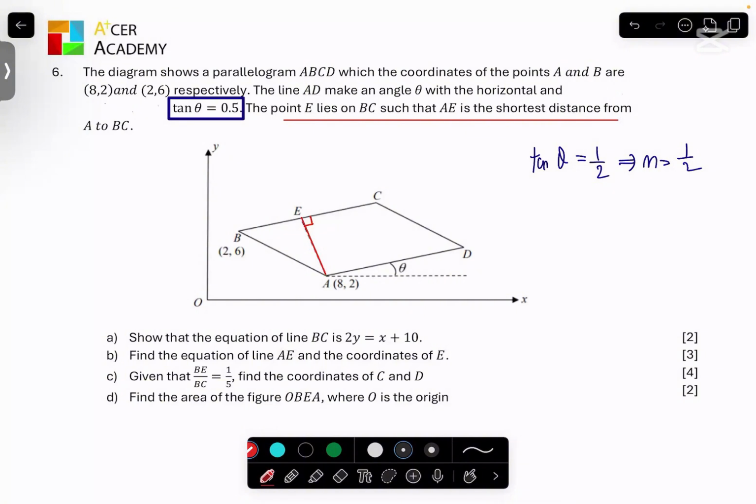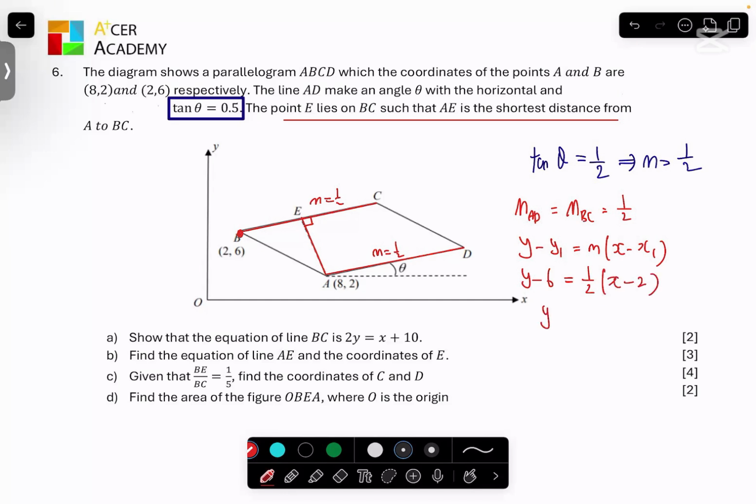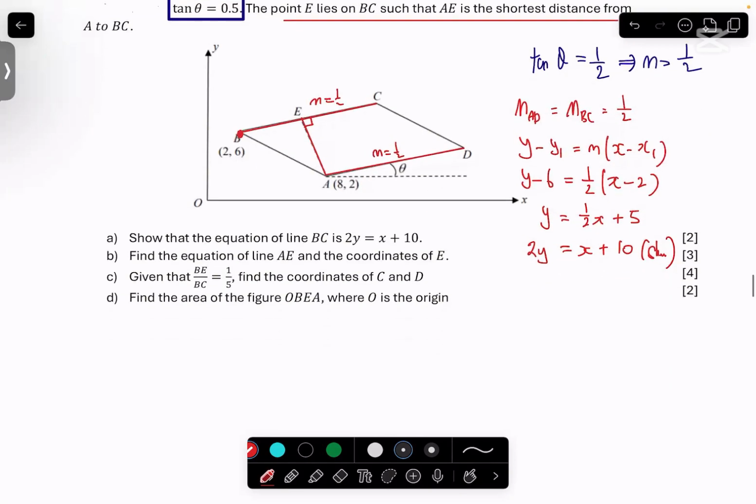Let's do that. Since we know that the gradient of AD is 1/2, that also means that BC has a gradient of 1/2, because they are parallel lines. So gradient of AD equals gradient of BC equals 1/2. Since the point (2, 6) lies on the line, we can use y - y1 = m(x - x1). So y - 6 = 1/2(x - 2). Bring it over, y = 1/2 x + 5. Multiply everything by 2, 2y = x + 10, shown. All right, okay, part A, super easy.